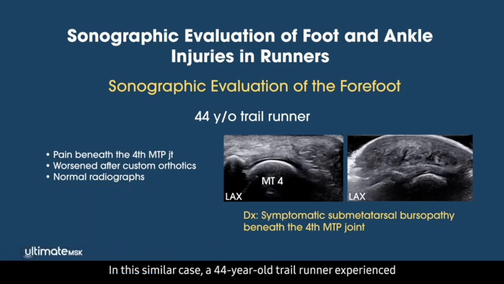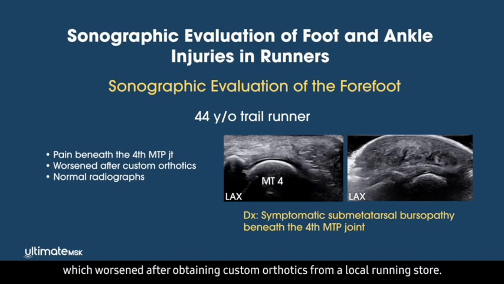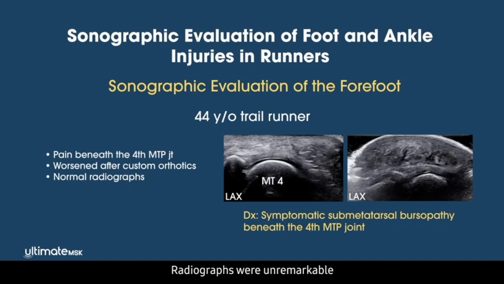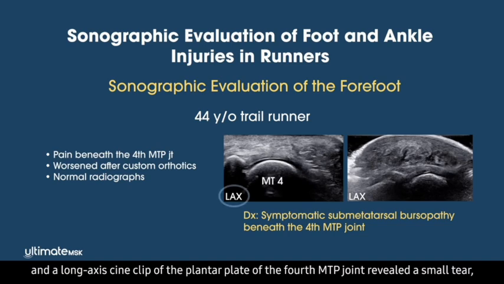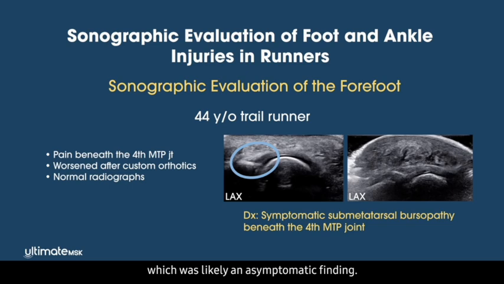A 44-year-old trail runner experienced pain beneath the fourth MTP joint, which worsened after obtaining custom orthotics from a local running store. Radiographs were unremarkable, and a long axis cineclip of the plantar plate of the fourth MTP joint revealed a small tear, which was likely an asymptomatic finding.